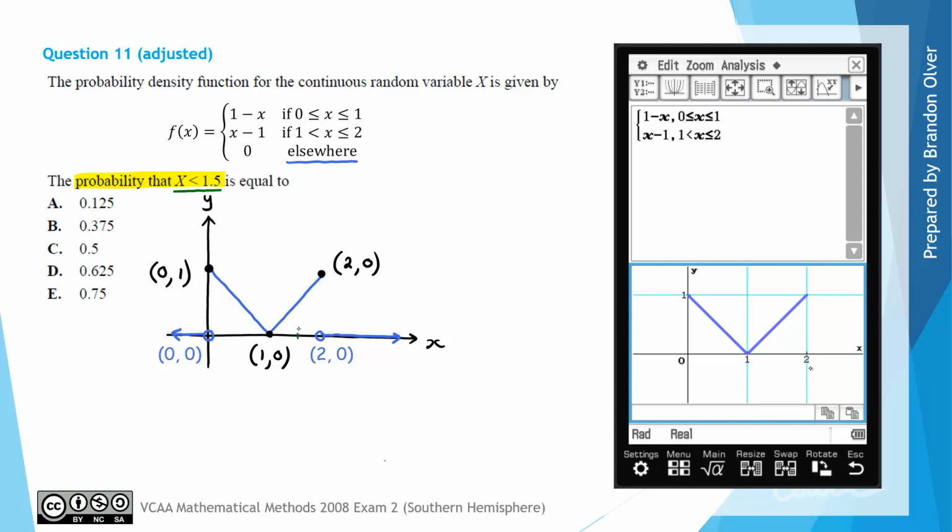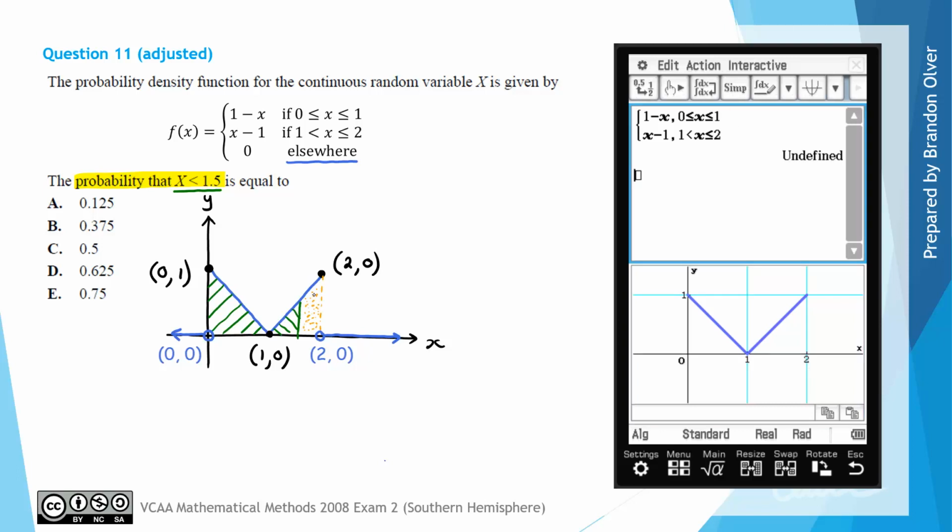So 1.5 occurs here. The probability that x is less than 1.5 is all of this shaded region that I'm shading in at the moment. So we want to calculate the area under that curve, and I think it's going to be easier to find the area here, which I'll dot in orange. If we calculate that area and then subtract it away from 1, we can use a calculator to do that.